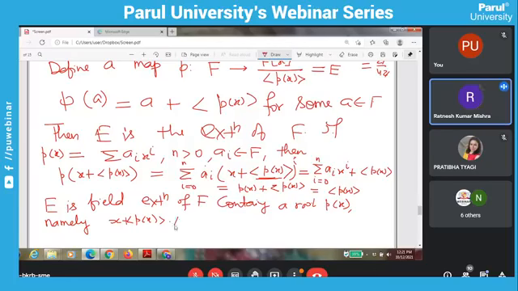Now we prove this. Suppose F is a field and fx a non-constant polynomial in Fx. Then there is an extension E of F in which fx has a root. This means that if E is an extension of F, then for the polynomial fx at least one root exists in the extension of F. So this is the fundamental theorem of algebra.